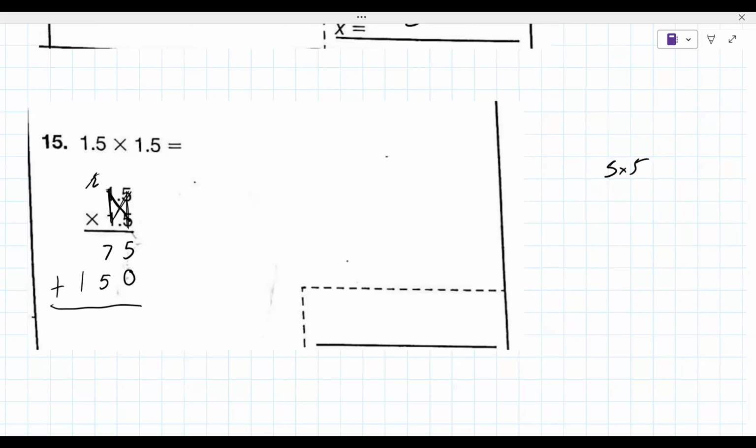Now add up vertically. Add these up. Let me know what you come up with. 225. And then you move the decimal to the left, the two decimal places in the numbers. So move it left two places. The answer is 2.25.